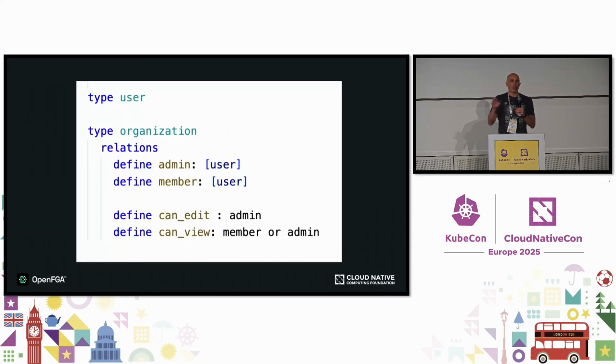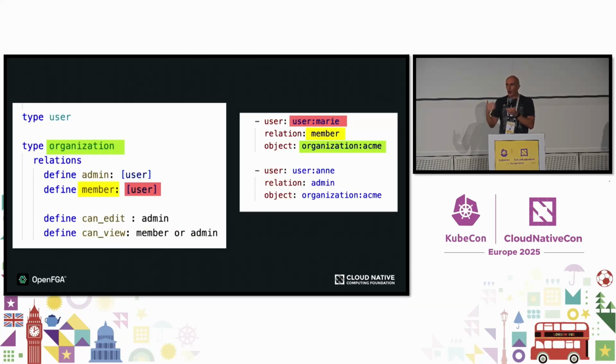How OpenFGA works. You need two things to work with OpenFGA. First is defining what we call an authorization model, where you describe the entities that are relevant when making authorization decisions. In this case, it's a very simple multi-tenant role-based access control, where you have organizations as your tenants, and for each of them, you can have admins or members. And we're saying you can edit if you're an admin, or you can view if you're a member or an admin.